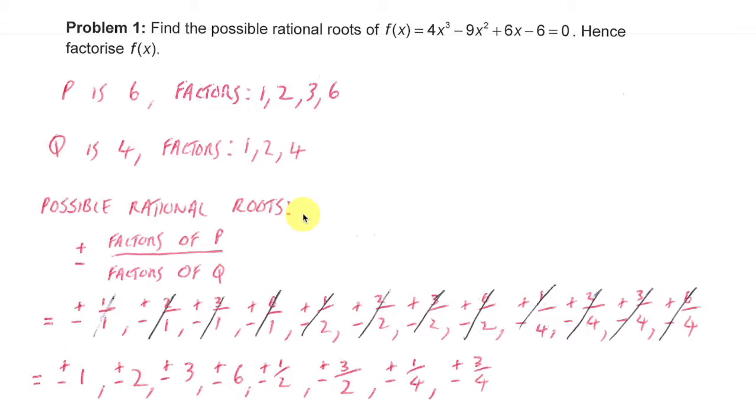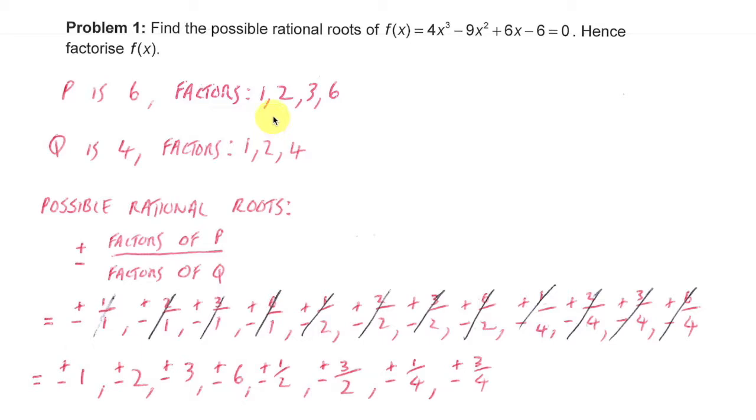Possible roots that I should explore to be able to produce the factors of this f of x are shown below. They are plus or minus the factors of p over the factors of q. So we create this long list of all the possibilities that can be created from these factors. I begin with the factors of p over 1: 1 over 1, 2 over 1, 3 over 1, 6 over 1.